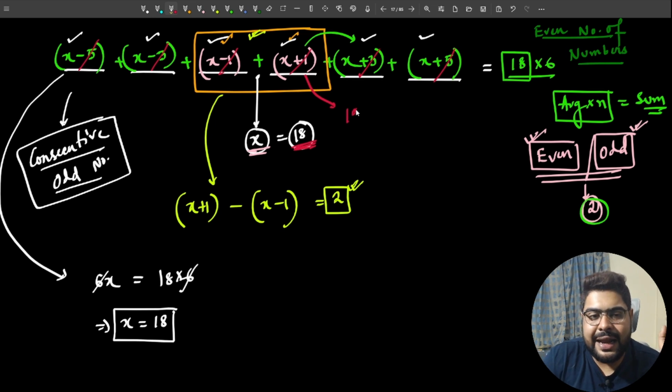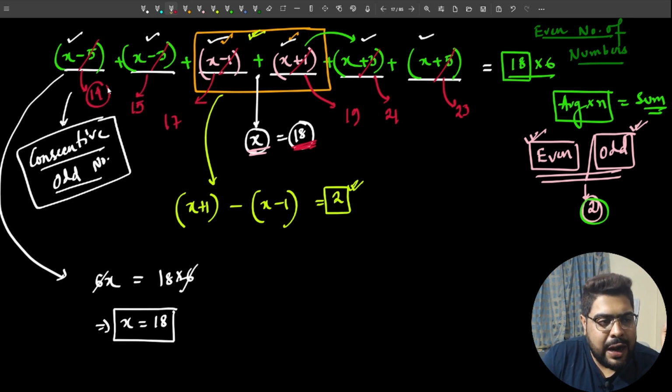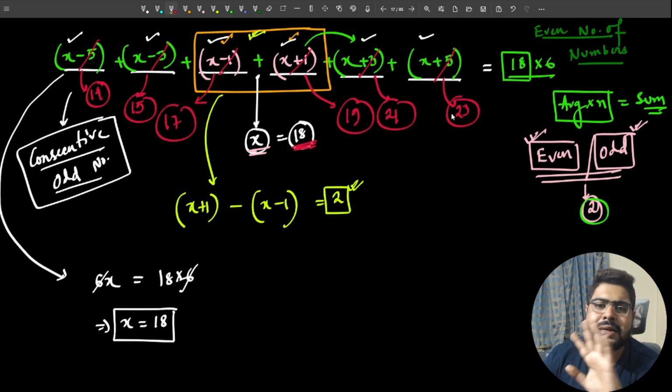x plus 1 is 19. x plus 3 is 21. Then 23. Here, 19. So, this is 17. This is 15. This is 14. Whatever question they might ask from here, you can see, you can answer anything.